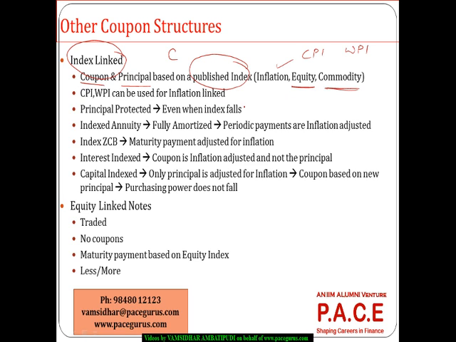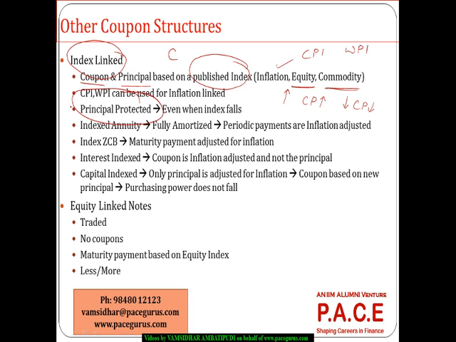So depending on the changes in that published index, if it has gone up, the coupon will go up by that extent, the principal will go up by that extent, and vice versa. So if there is an increase in the index, the coupon and the principal can go up. If there is a decrease in the index, the coupon and the principal payments could go down. That's the very simple plain vanilla style.